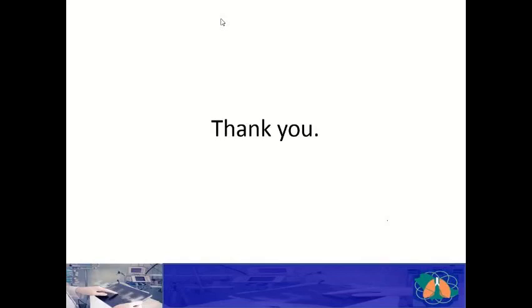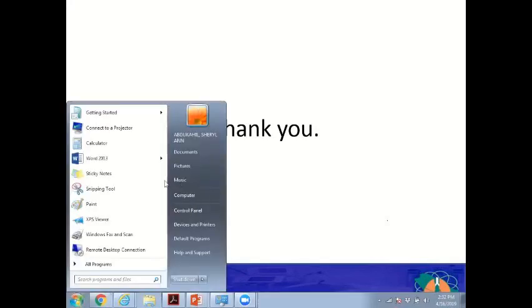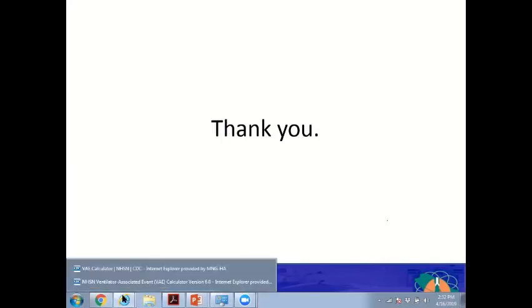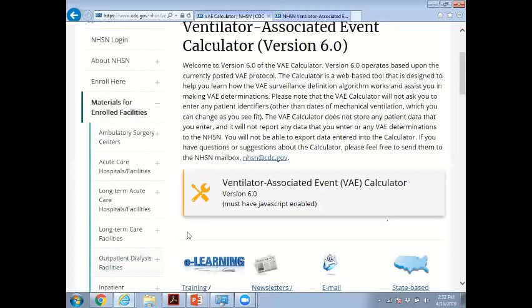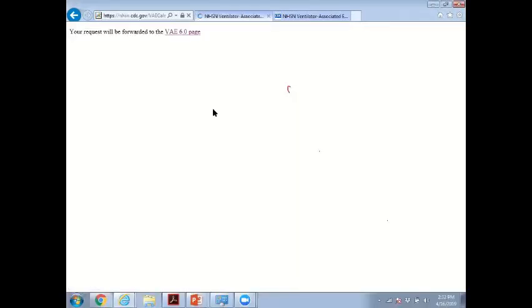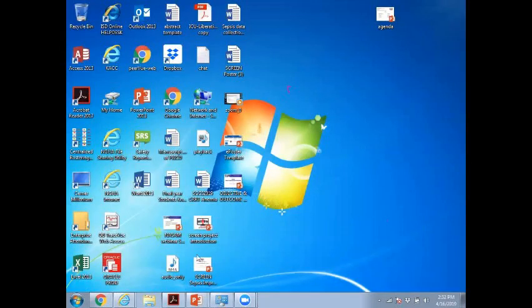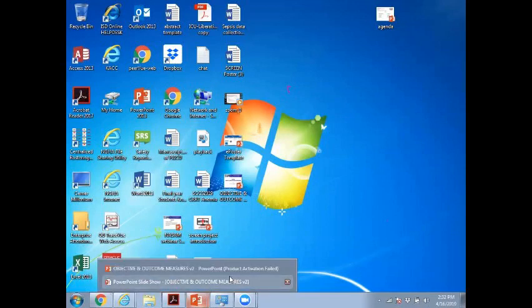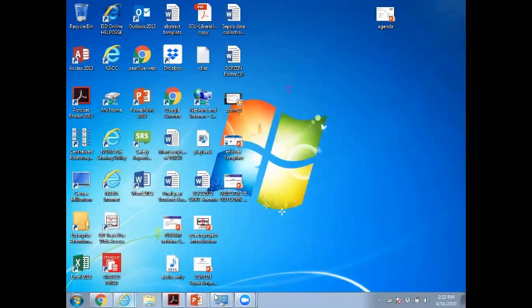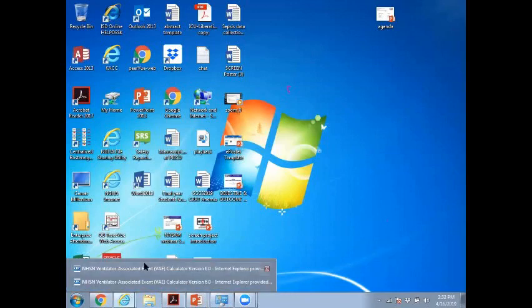Could you give us an example of a VAE case from the form? Yes, of course. What we can do is use the calculator. I don't have a form with a VAE episode, but we can go ahead with the calculator. There are examples for the PEEP and the FiO2. Just make up one, and it will be quick.